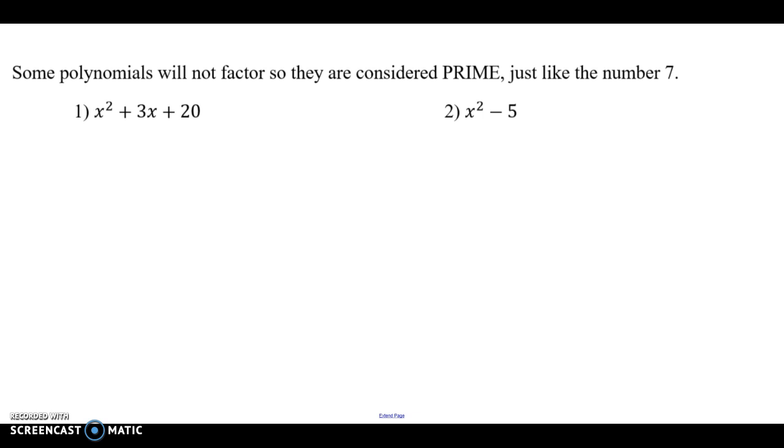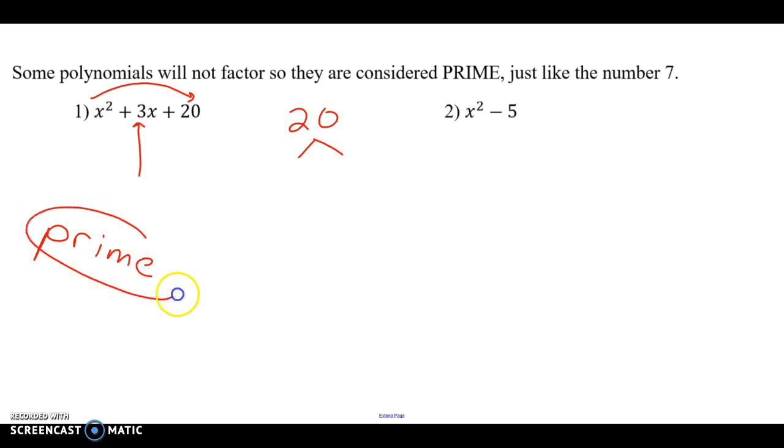So take a look at number 1. If I try to do a b times c here, so I'm talking about the factors of 20 that add up to 3. Does that work? No. So we would call this a prime polynomial, I should say. It doesn't break apart. So that's your answer: x squared plus 3x plus 20.